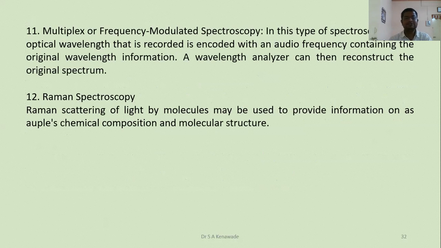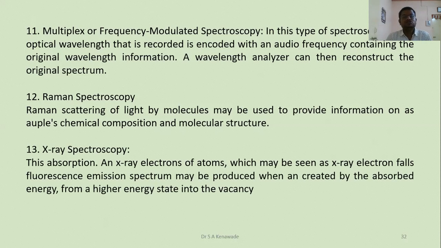The next one is Raman spectroscopy. Raman scattering of light by molecules may be used to provide information on a sample's chemical composition and molecular structure. The next one is X-ray spectroscopy. This is absorption spectroscopy, and when X-ray electrons of atoms are excited, fluorescence emission spectrum may be produced, created by the absorbed energy from a higher energy state falling into the vacancy.